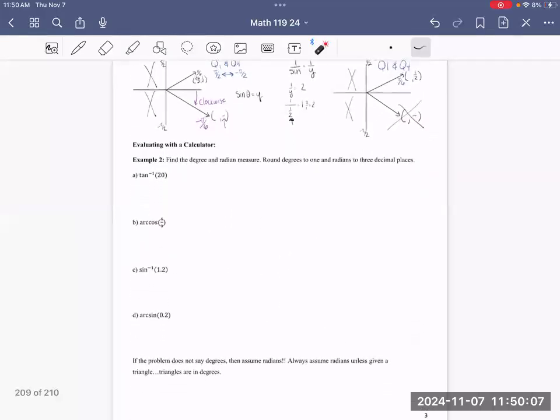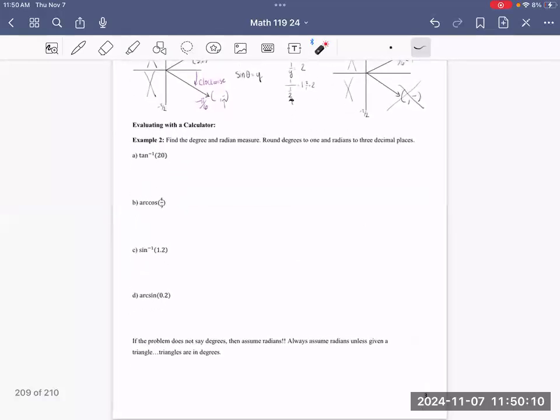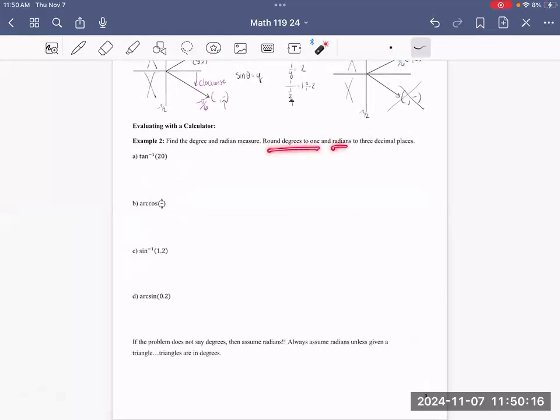So now let's transition to using your calculator. It says find the degree and radian measure, rounding degrees to 1 decimal place and radians to 3 decimal places. Now we're not going to be tested on using your calculator. This test is still a non-calculator test. If that changes, I will let you know.